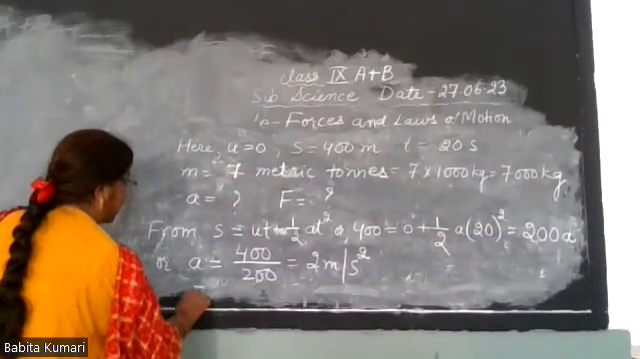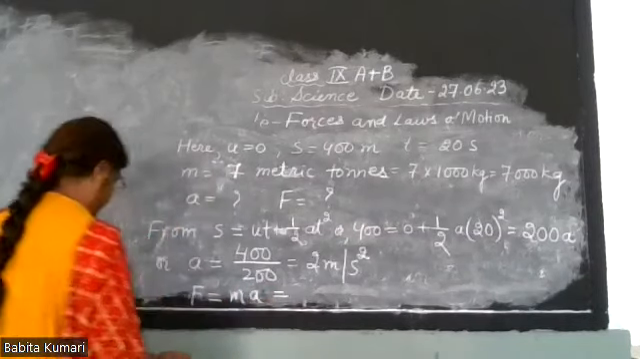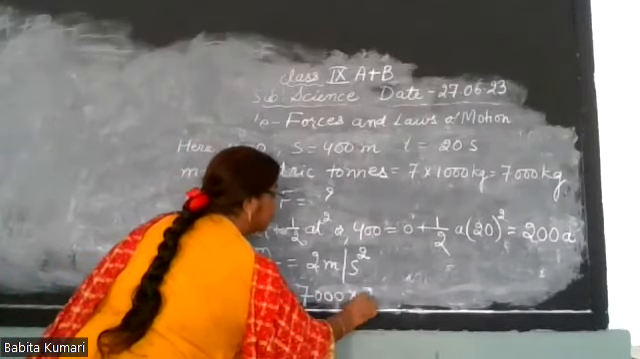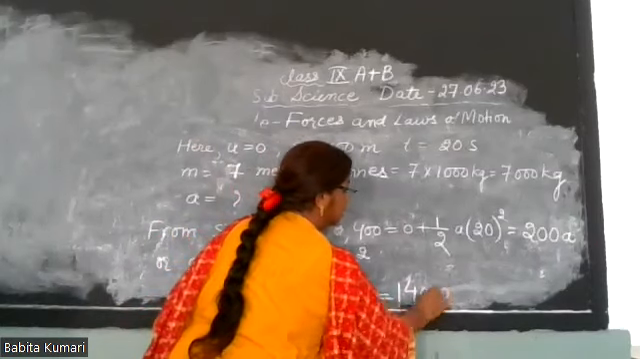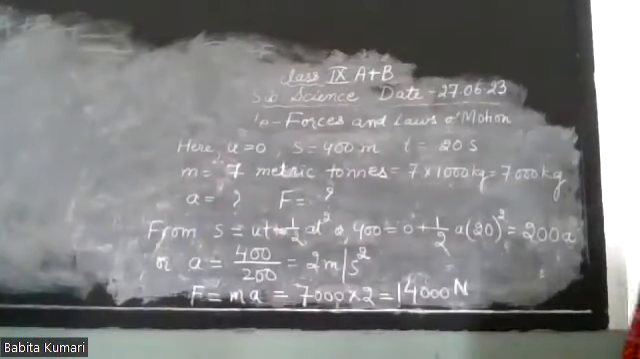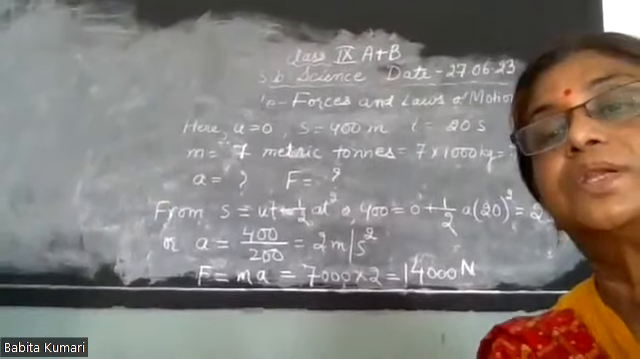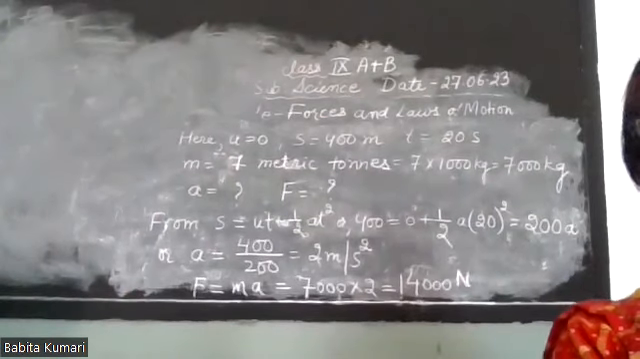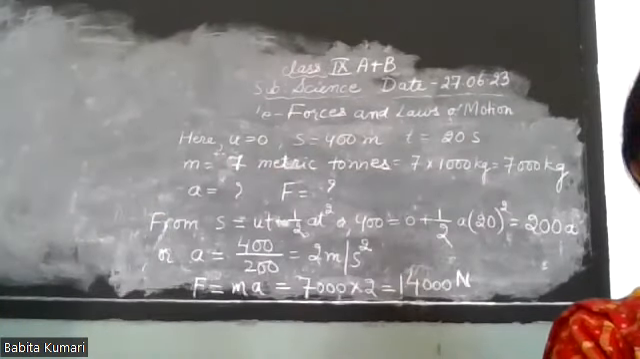Now what is F? F equals ma. We have got 7000 into 2, which is equal to 14,000 newton. Note it down properly. I think it is visible very nicely. यहाँ पे ये स्क्रीनशॉट लो, जो फॉर्मूला होगा s equals ut plus half at square, और the answer you are getting is 14,000 newton.